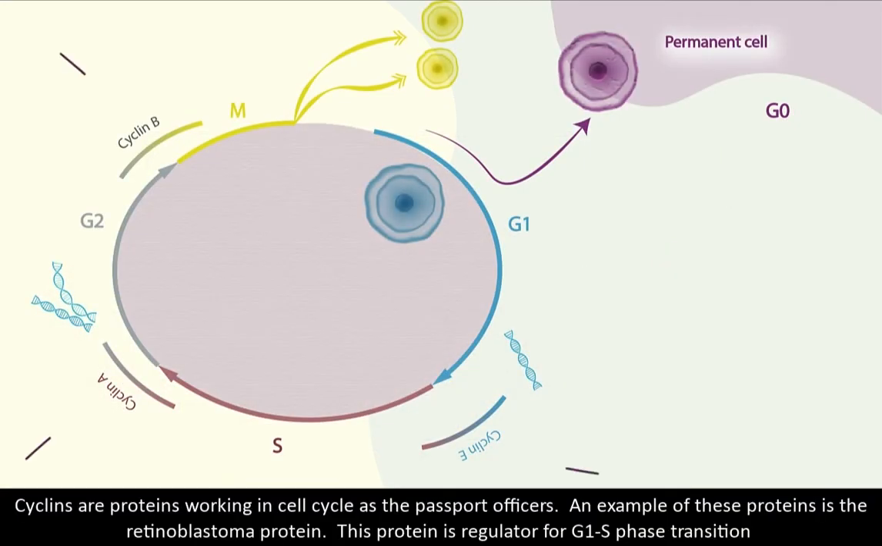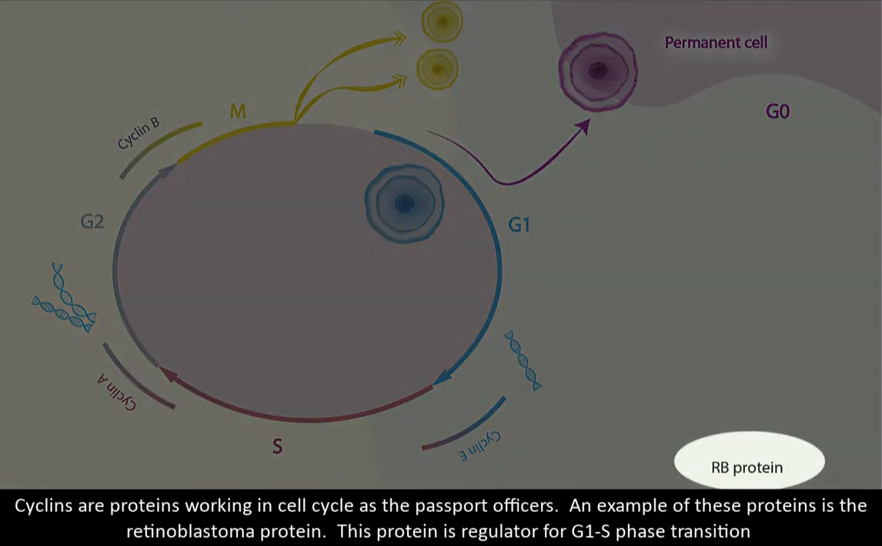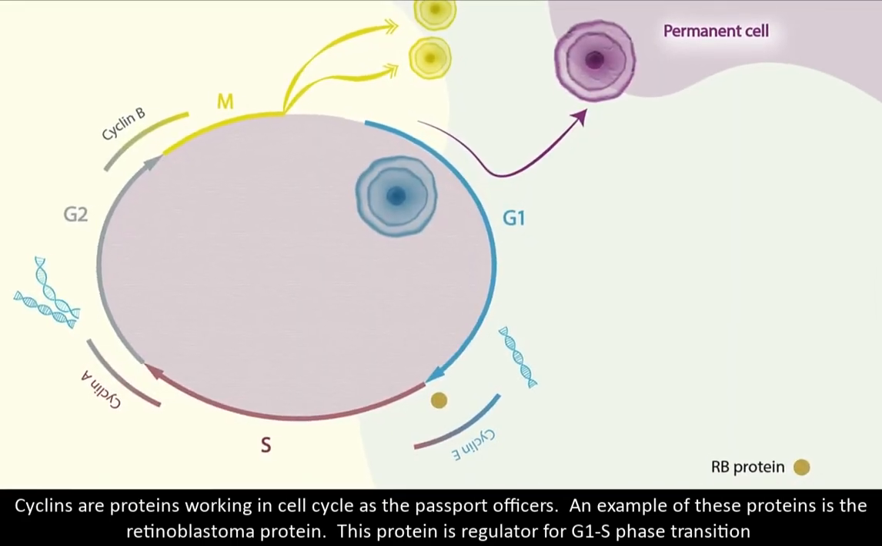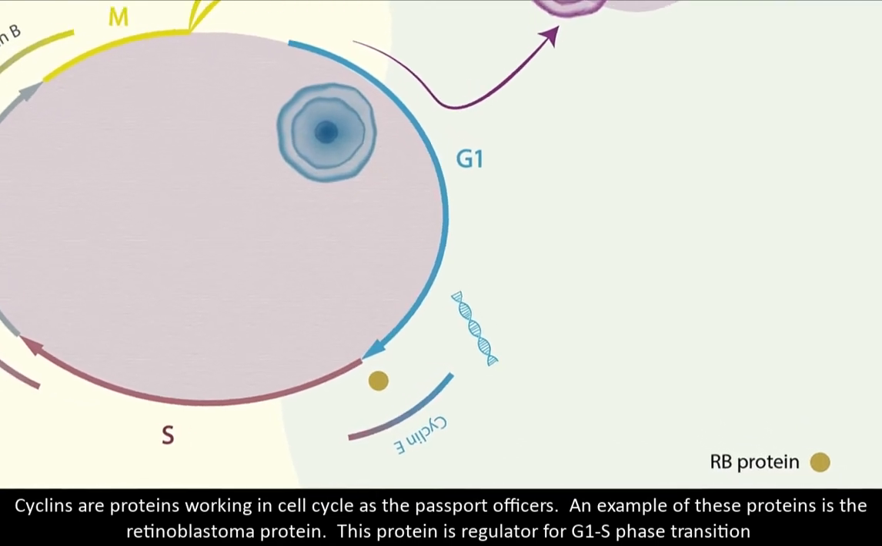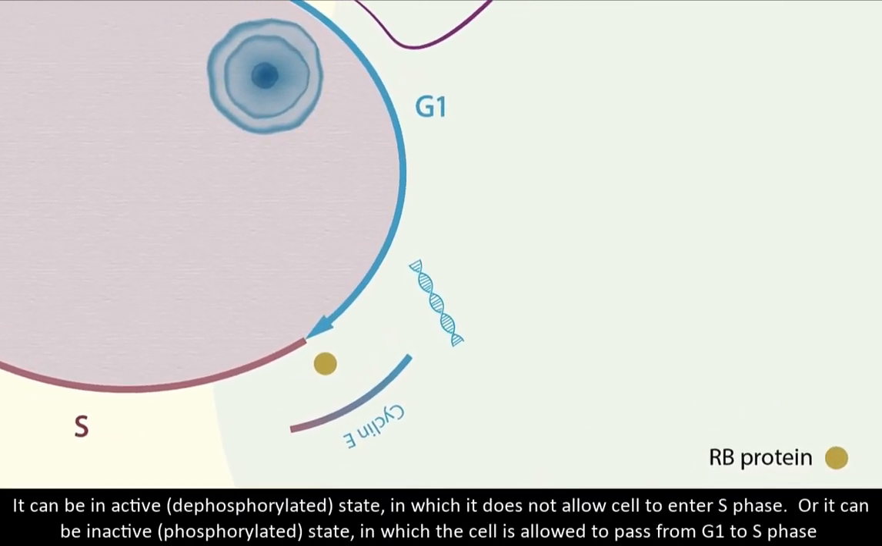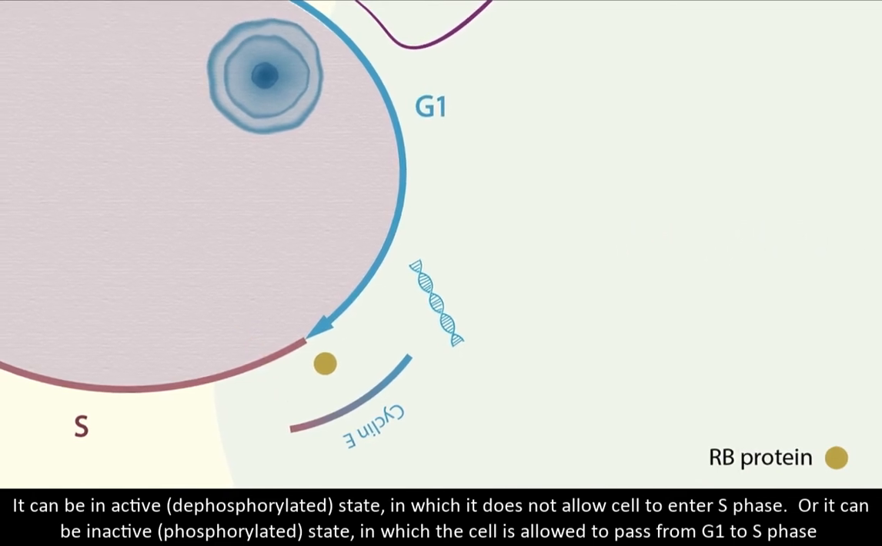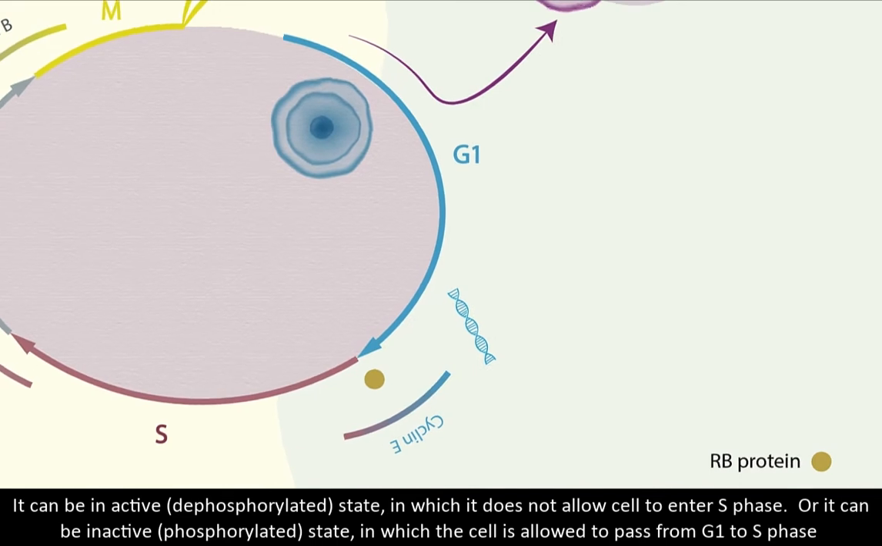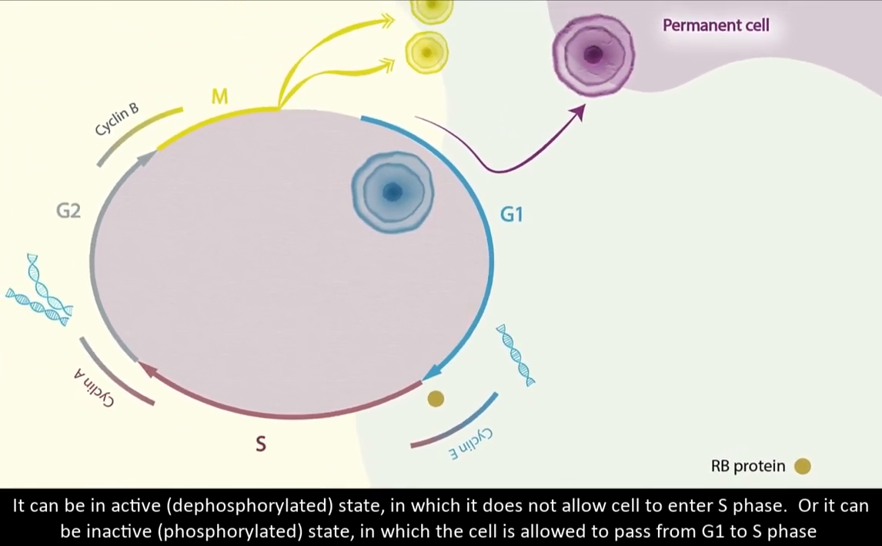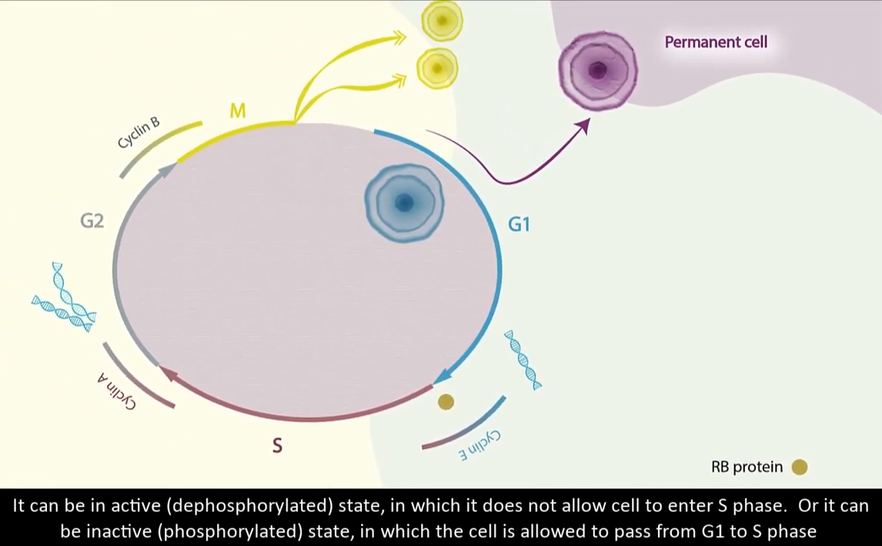Cyclins are proteins working in the cell cycle like passport officers. An example of these proteins is the retinoblastoma protein. This protein is a regulator of the G1 to S phase transition. It can be in an active, dephosphorylated state, in which it doesn't allow the cell to enter S phase, or it can be in an inactive, phosphorylated state, in which the cell is allowed to pass from G1 to S phase.